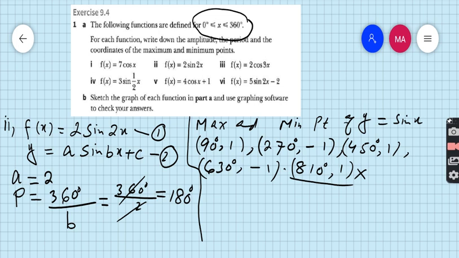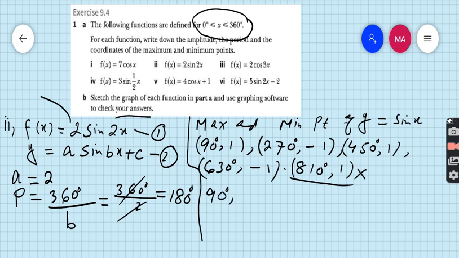So these are some maximum and minimum points of the general equation y is equals to sin x, but our equation is not y is equals to sin x. Our equation is y is equals to 2 sin 2x. So this 2 should be multiplied by the y value of the coordinate, and in 2 sin 2x, the coefficient of x, 2, should be divided into each angle. Okay, I am showing you step by step.